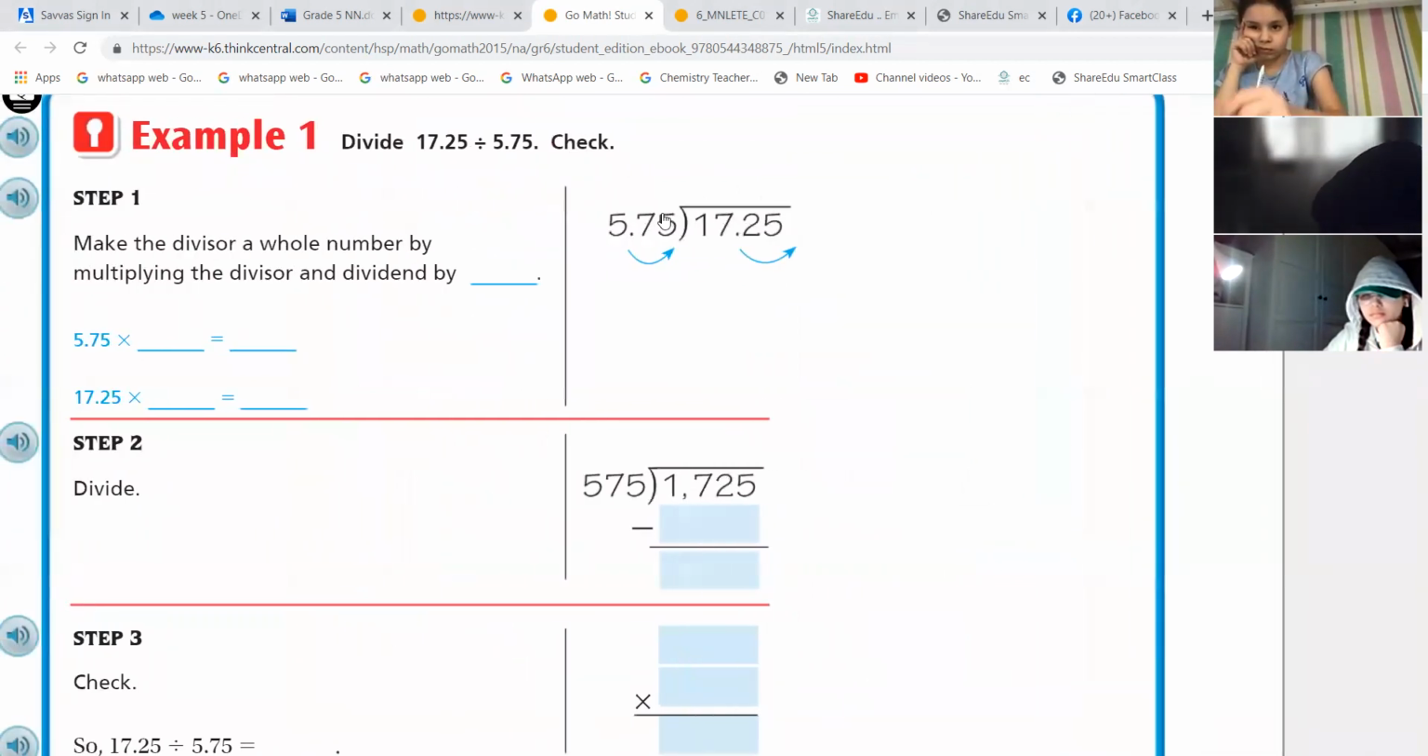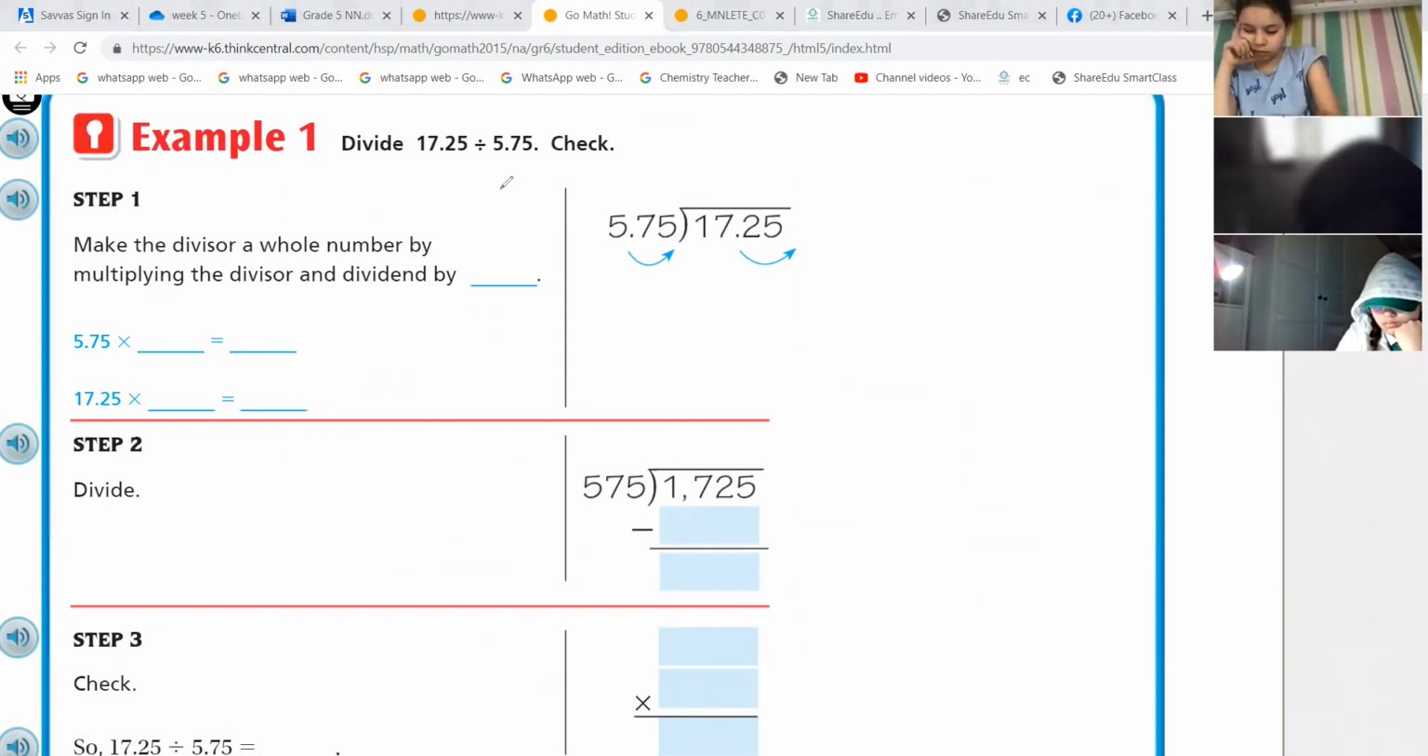What do you think, girls? What do you need to do here? There are two numbers. Will you multiply with 10 or will you multiply with 100? Yes, Dana? 100. Yes. Why did Dana choose 100, girls? Dana chose 100 because there are two numbers here. How many numbers are there? There are two numbers here. Tala, after the decimal point, there are two numbers.